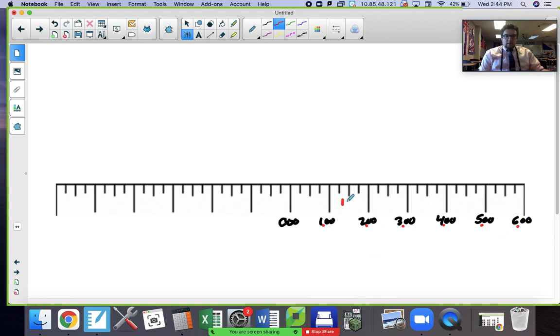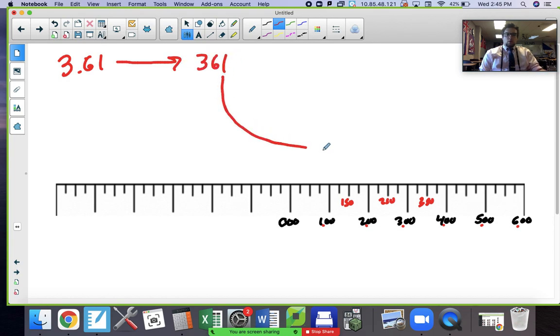So in between, that's 150, 250, 350. So when I want to plot the number 3.61, you can really think of this as 361. And where do you find 361? Right there, above 350, but less than 375.